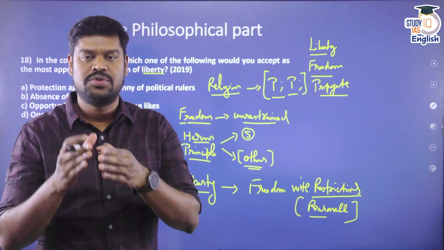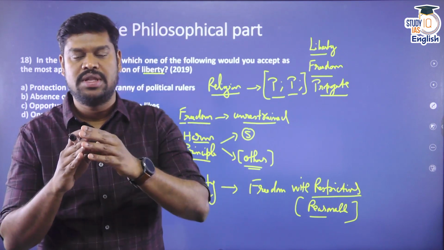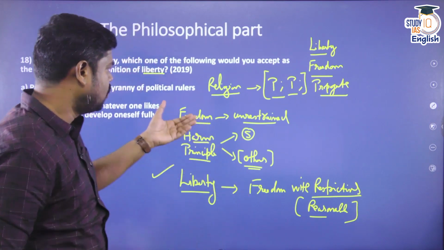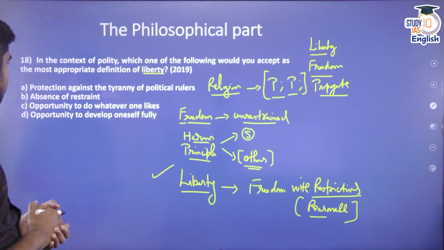So this is the concept of liberty. Liberty always comes with restriction. That means on the one hand, you are free to do certain things, but that does not mean it cannot be restrained. It can be restrained, and it can be restrained reasonably. That is basically what is called liberty. So, with this information, come to this particular question.